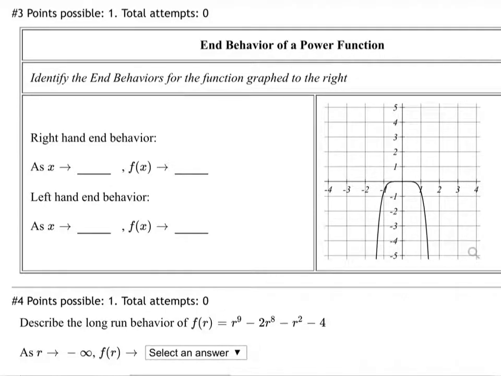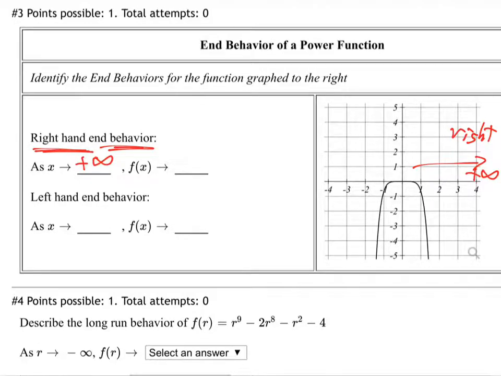So first off, they say here, notice right hand end behavior. So if you're going to the right, is that x going towards positive infinity or negative infinity? Positive, yeah, because positive numbers go to the right, don't they? So right here they want positive, or just regular infinity, is what you would put right there.